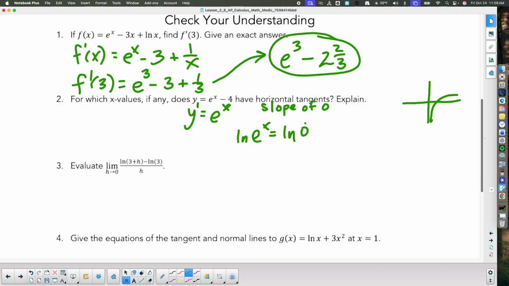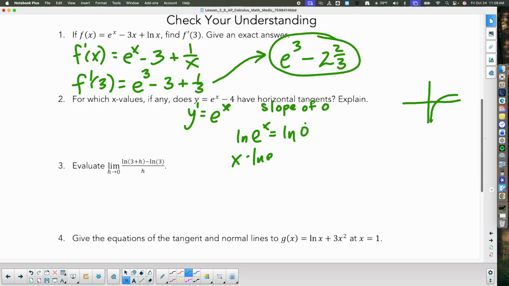ln of zero is not a thing. You're not allowed to do ln of zero. So at this stage of the problem, you actually don't even have to finish, because ln of zero isn't an answer. It's undefined. Natural logs can only have positive numbers, and zero is not positive. Normally, the power on e would go in the front, and you'd say x times ln of e, which is 1.